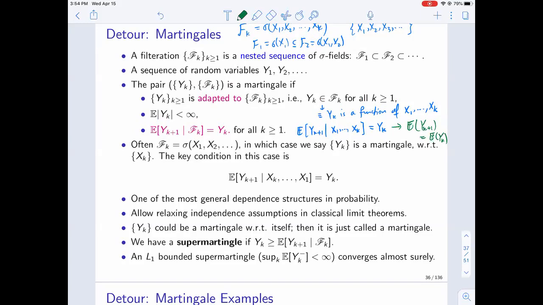Comments? Yeah, so the second point is basically what I just mentioned. We usually work with this specific filtration, and you'd say that Y_k is Martingale with respect to another sequence X if the above definition holds for the filtration generated by the sequence X. These are one of the most general dependent structures in probability. Many interesting processes would exhibit Martingale behavior or something related.